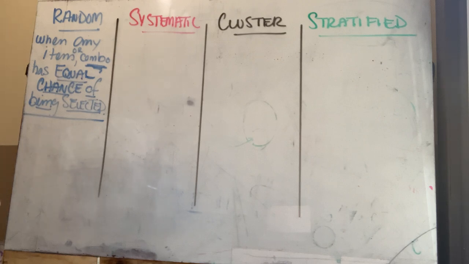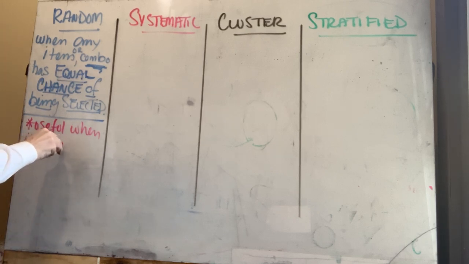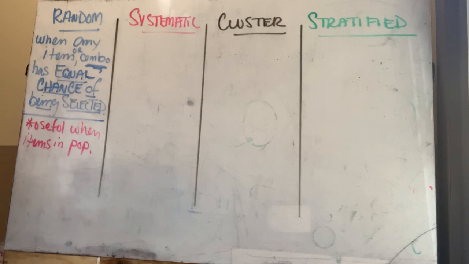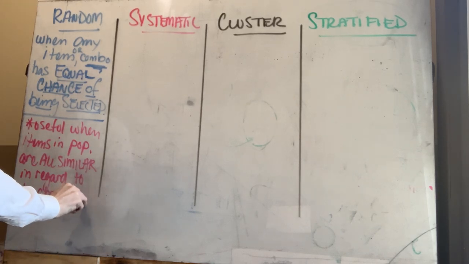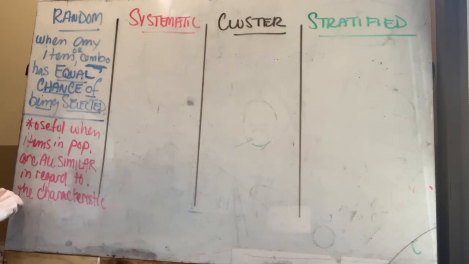When is this useful? This is useful when the items in a population are all similar in regard to the specific characteristic being researched.